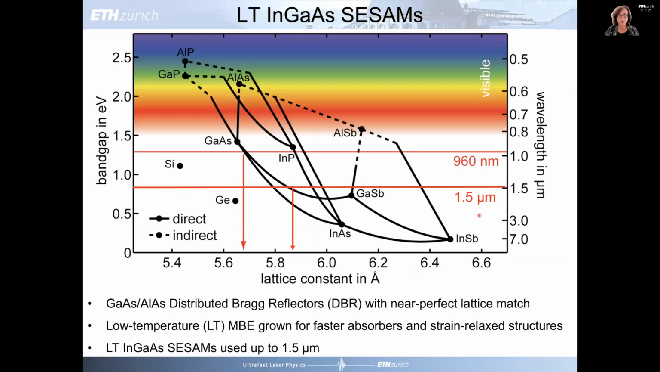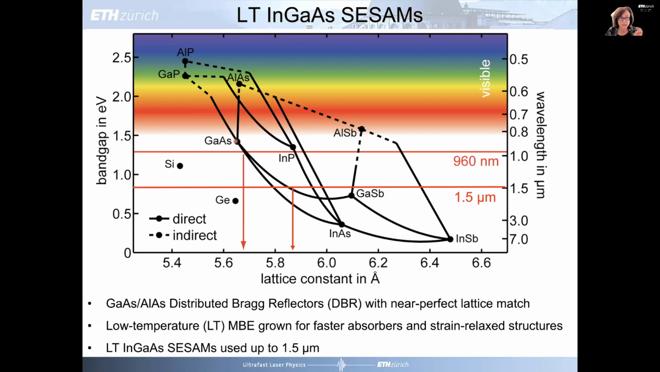And when you look at the SESAMs in the near infrared, we mostly have been working with low temperature grown indium gallium arsenide, and that covers a spectral range up to 1.5 micrometer. The benefit that we are having is that we can get the gallium arsenide, aluminum arsenide DBR, which are nearly close to lattice matched.